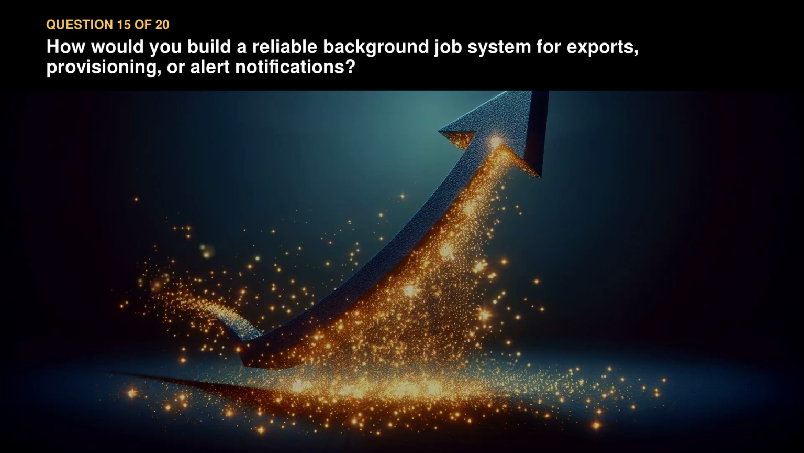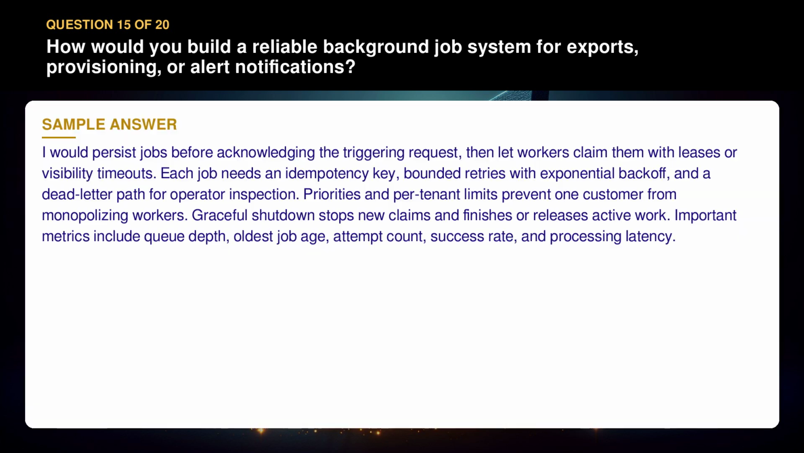Question 15. How would you build a reliable background job system for exports, provisioning, or alert notifications? I would persist jobs before acknowledging the triggering request, then let workers claim them with leases or visibility timeouts. Each job needs an idempotency key, bounded retries with exponential backoff, and a dead letter path for operator inspection. Priorities and per tenant limits prevent one customer from monopolizing workers.